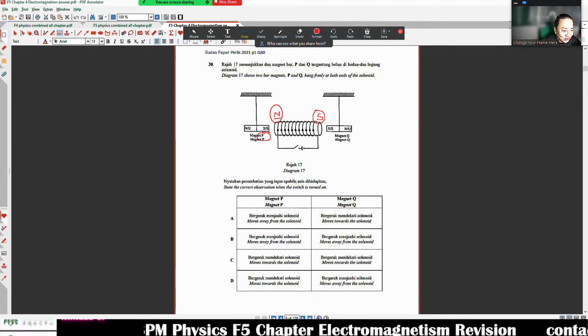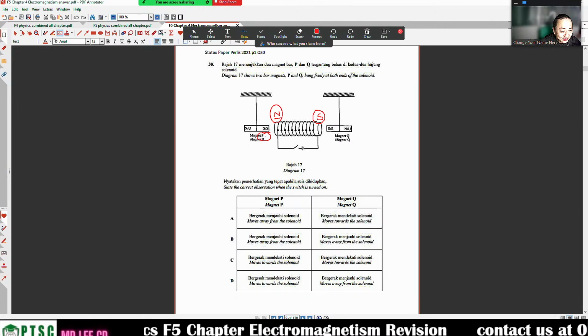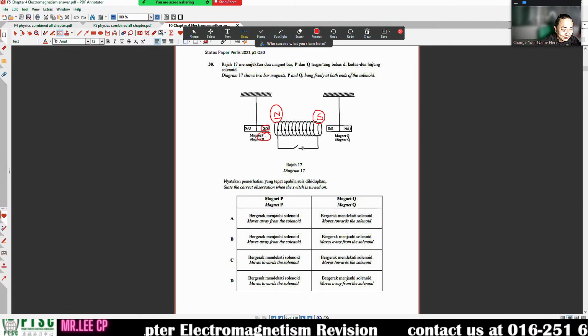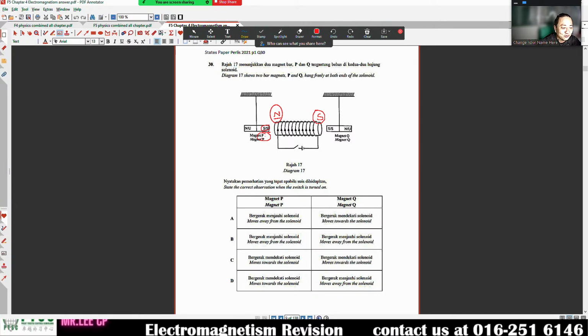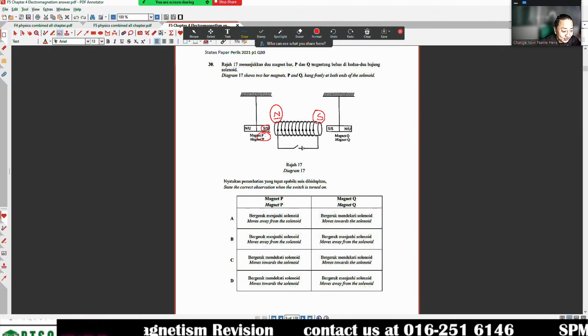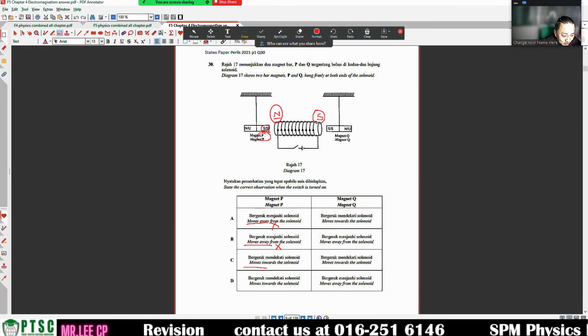Alright. So P and Q are north and south, right? So bar magnet P, what happened? Does it move toward or away? So away, out, away, out, toward.